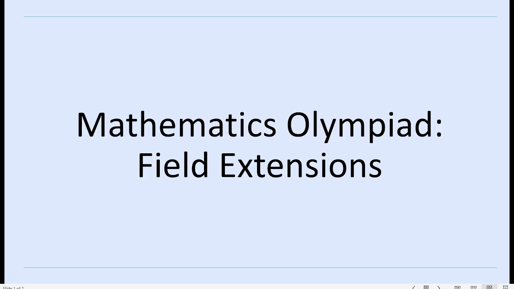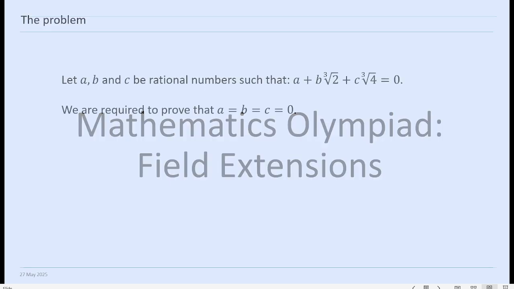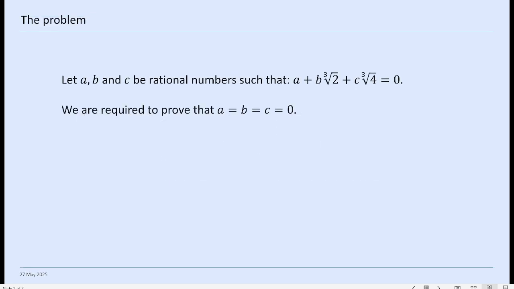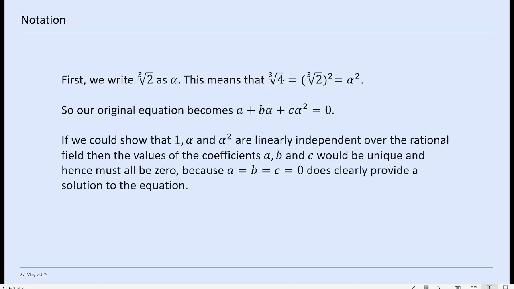I'm Simon. Today we're going to look at a Mathematics Olympiad question. This was suggested by a viewer. So the problem is: let a, b and c be rational numbers such that a plus b cube root of 2 plus c cube root of 4 equals 0. We're required to prove that a equals b equals c equals 0.